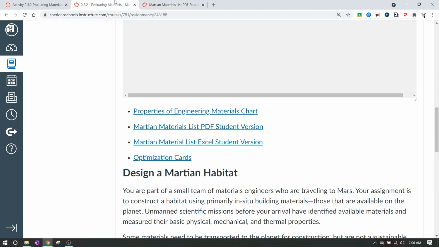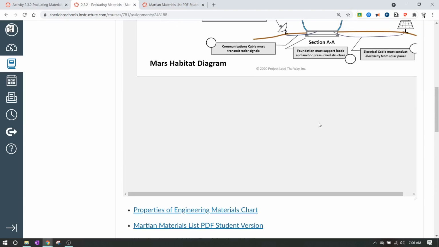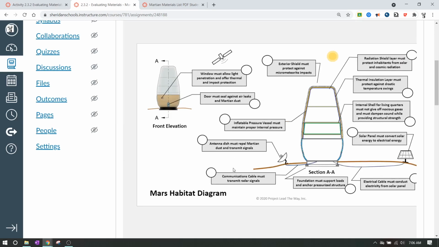All right, so what you're going to do is list out what each one of these parts is going to be made of, and that's what you're going to submit to me, what each one of these parts is made of, with a justification. And it doesn't have to be a big justification. It just needs to be, why did you pick that one? What material property did you select?